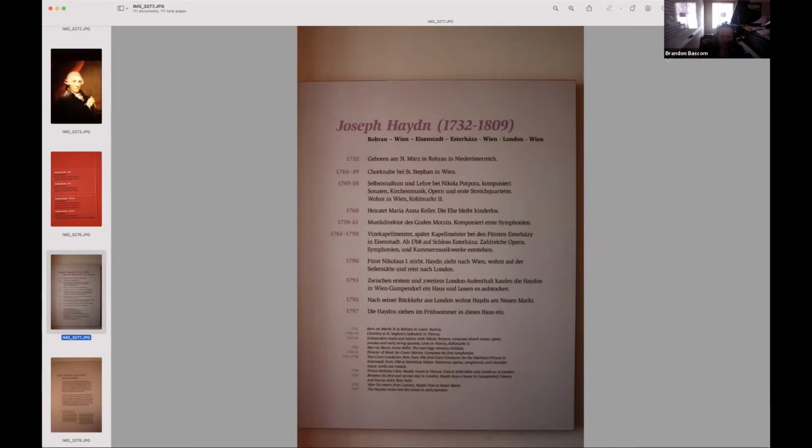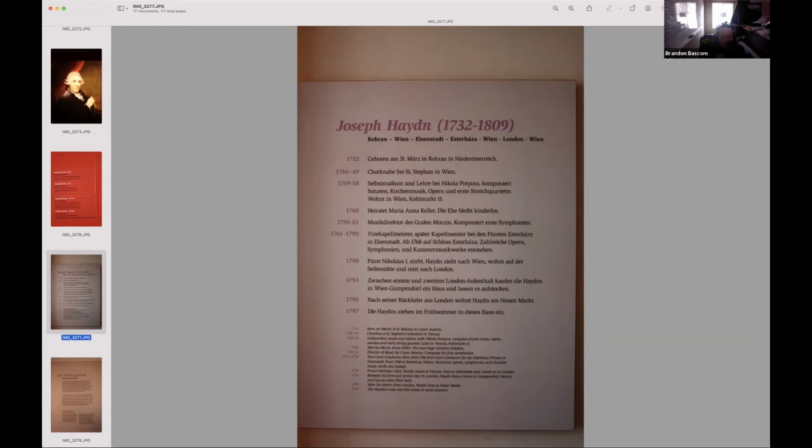He married Maria Anna Keller, and they don't have any children. And they didn't really get along. They both had their own house. And I think there's something that said that Haydn liked his sister better than her, but I can't remember. I'd have to look that up.